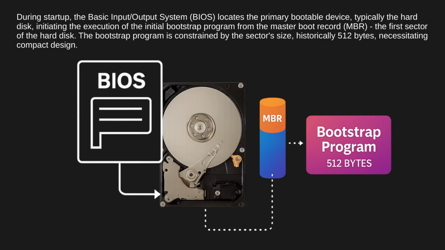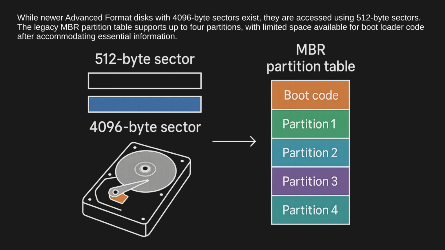During startup, the Basic Input/Output System, BIOS, locates the primary bootable device, typically the hard disk, initiating the execution of the initial bootstrap program from the master boot record, MBR, the first sector of the hard disk. The bootstrap program is constrained by the sector size, historically 512 bytes, necessitating compact design. While newer Advanced Format disks with 4096-byte sectors exist, they are accessed using 512-byte sectors.